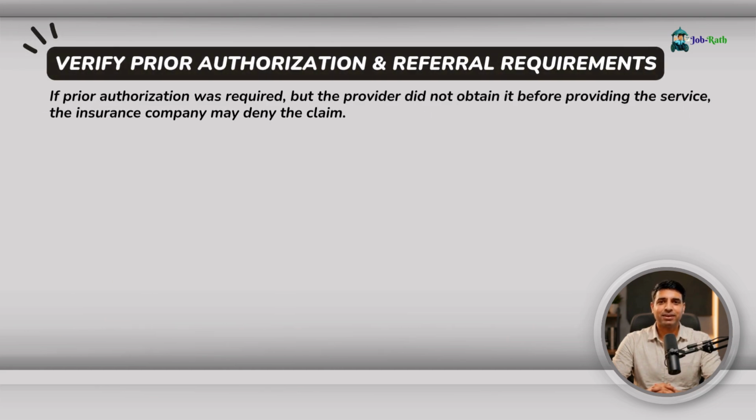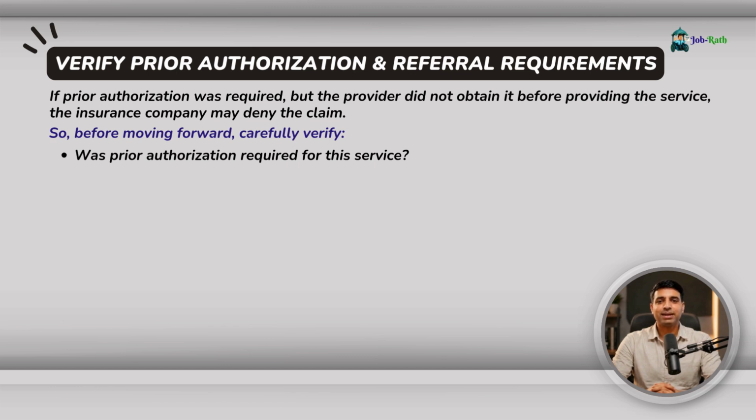Now, in step 6, check whether the service required prior authorization or a referral before the patient received treatment. This step is extremely important because many claims get denied even when the patient's insurance was active. Why does this happen? Because some procedures, treatments, and services require approval from the insurance company before the provider can perform them. This approval is called prior authorization. If prior authorization was required, but the provider did not obtain it before providing the service, the insurance company may deny the claim. So before moving forward, carefully verify.